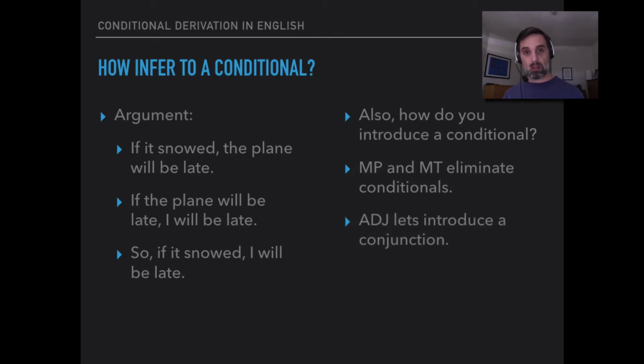If you have P, then separately have Q, you can infer P and Q. You can add a conjunction to what you already have. But we don't have a method for adding conditionals to things that we already have. So how would you get that conclusion? It's not clear how you could. We don't have ADJ or an analog of ADJ for conditionals.